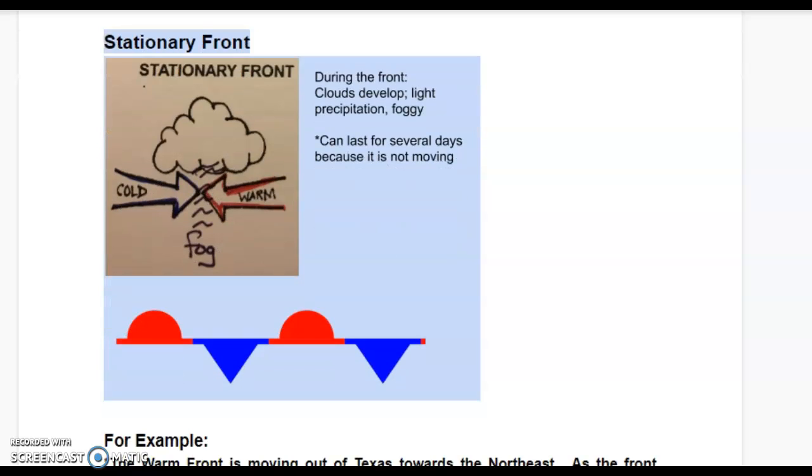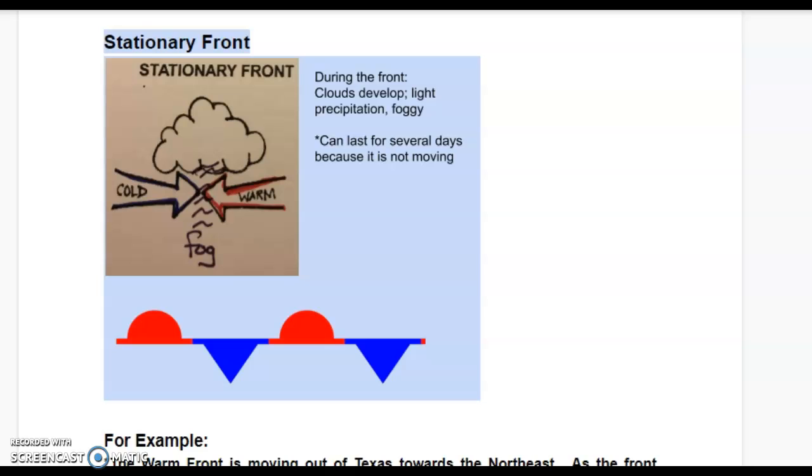A stationary front is when you have two air masses that basically collide with each other and nobody wins. Think of two people fighting, but there's no movement. When this happens, it stays in place. That's why it's called a stationary front. It'll stay there for several days, possibly without moving.